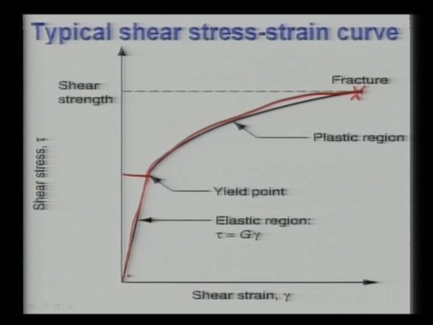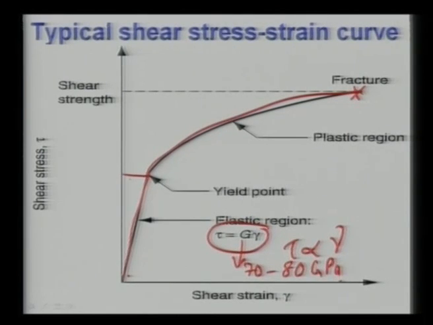In the linear region tau equals G gamma is valid, and tau equals G gamma means tau is proportional to gamma. In other words, shear stress is proportional to shear strain, and the constant of proportionality is known as the shear modulus G. This G is typically 70 to 80 gigapascal for most metals, and again there is a shear yield point, like the way you have seen for the tension test.